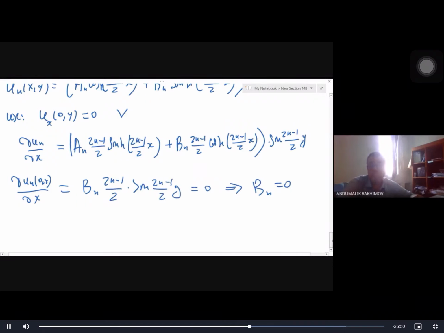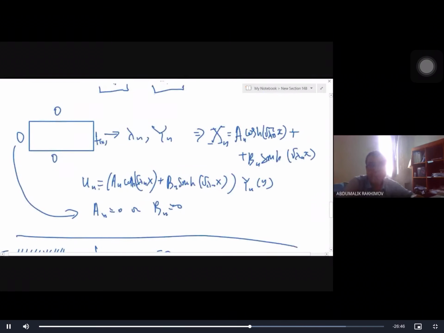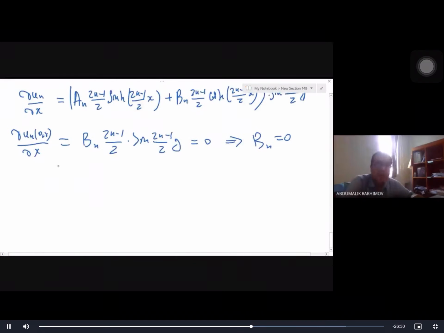You remember I told you earlier, answering your question: if this condition has a derivative, then bn is 0. If there is no derivative, then an is 0. We have the case where it has a derivative, that's why bn is 0. Then what will be un? Un will be equal to an times cosine hyperbolic 2n minus 1 over 2 x, right?